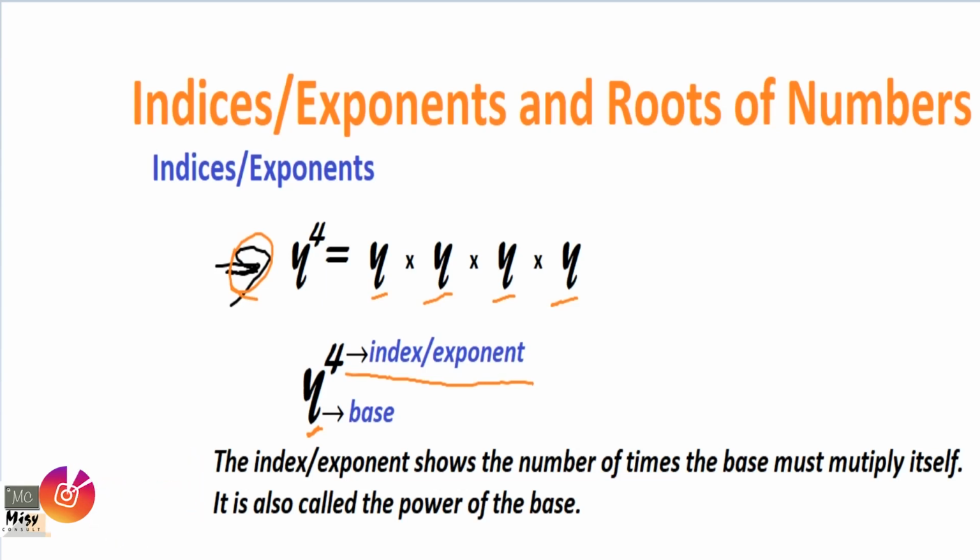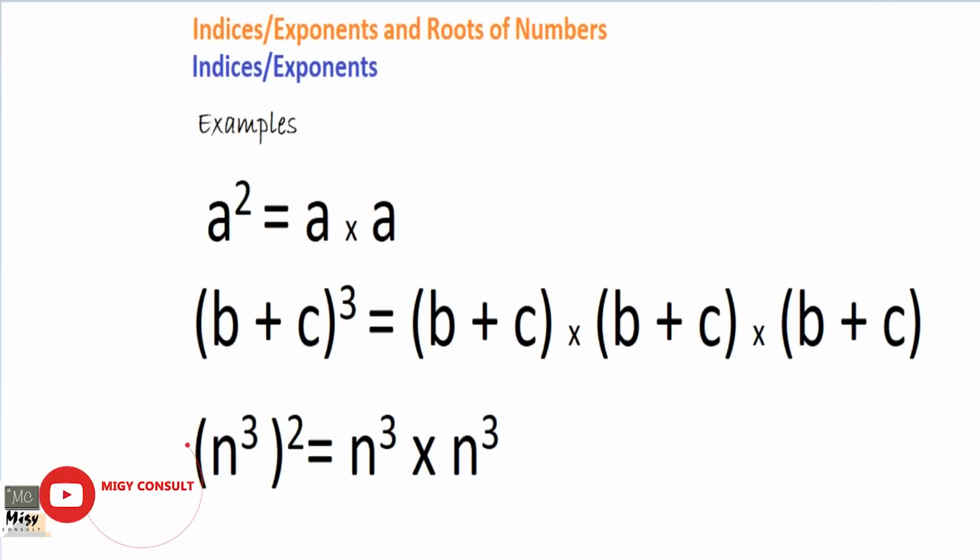Let's see an example of how to expand stuff like this. If you have a squared like we have here, a squared is the same as a times a. So a multiplies itself 2 times. If you can remember, we said the base multiplies itself the number of times the index is, except in cases of fractional index or negative indices, which will be taken care of with time.